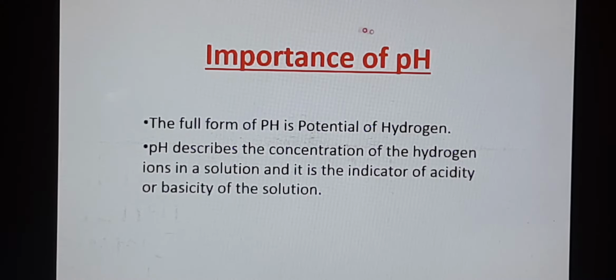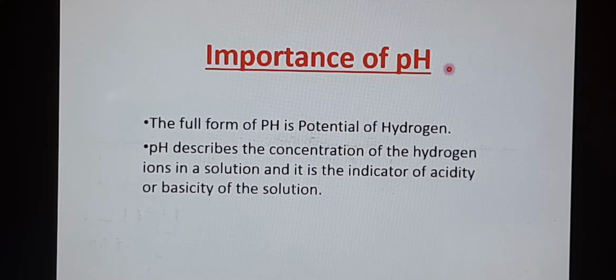Acids and bases, we have already discussed the properties, and before doing salts, let's finish this small topic: the importance of pH. We have already learned that the pH scale has values from 1 to 14, and it helps us indicate acids or bases.